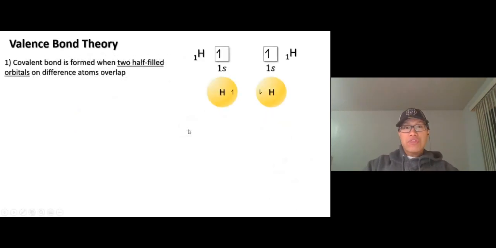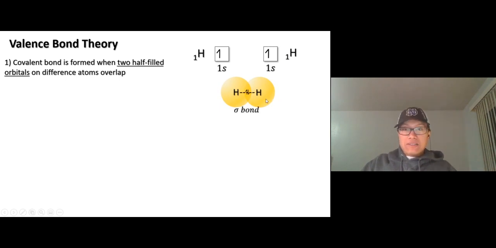We call it valence bond theory. You learned this in Gen Chem 1, but let's say if you remember that. Valence bond theory is a long theory, but I'll summarize it into just 2 points. Important point 1: a covalent bond is formed when two half-filled orbitals on different atoms overlap. Let's say these two hydrogen atoms want to form a bond. Each of them has to put out one half-filled orbital, and they can share electrons like that.